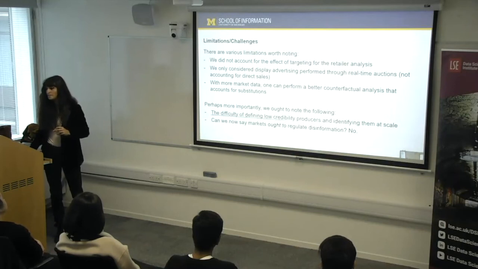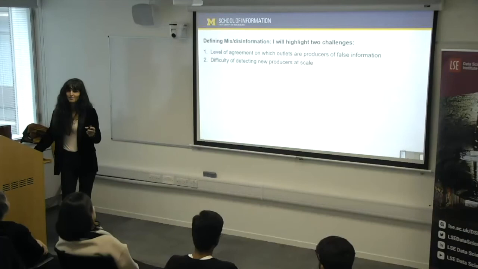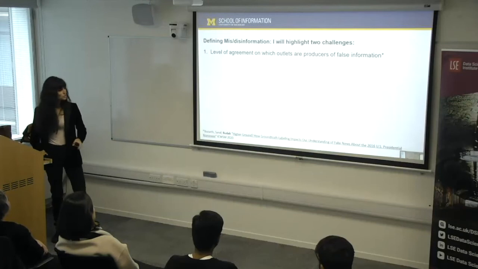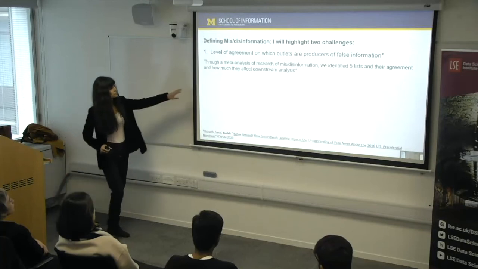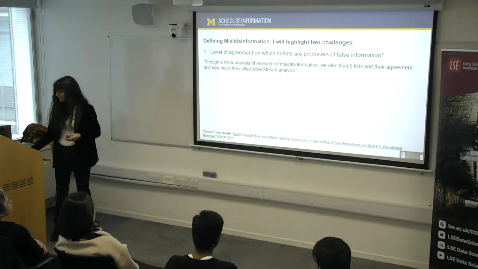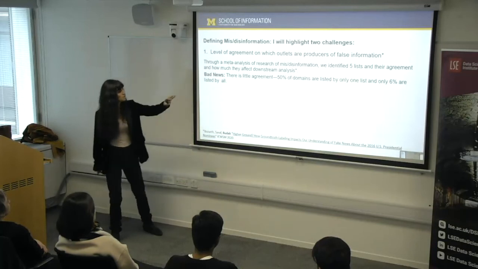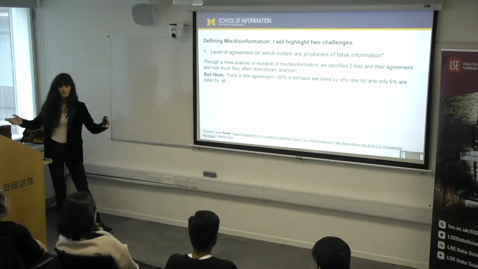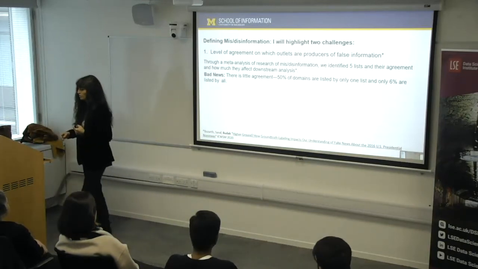Okay, so I had a couple of slides. I'll go very quickly. It was basically about defining the degree to which there is agreement on who are producers of misinformation. I'm just quickly pointing to this paper from 2 years ago, where we did a meta-analysis of research on mis- and disinformation, identified the lists, and wanted to understand how much they agree. The bottom line is, unfortunately, at the domain level, there is very little agreement. For instance, only 6% of the domains across these 5 lists are considered low credibility by all, right? So there is a lot of variation.